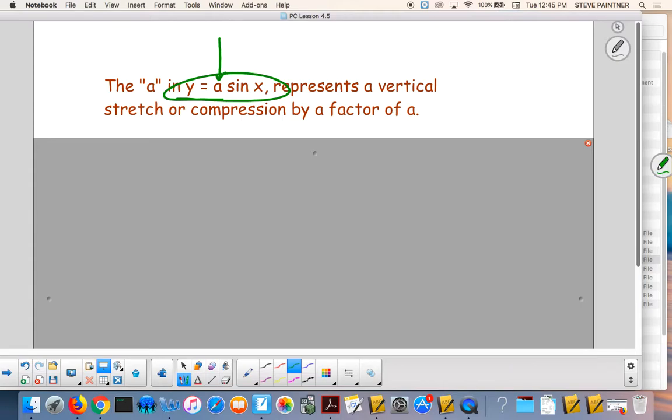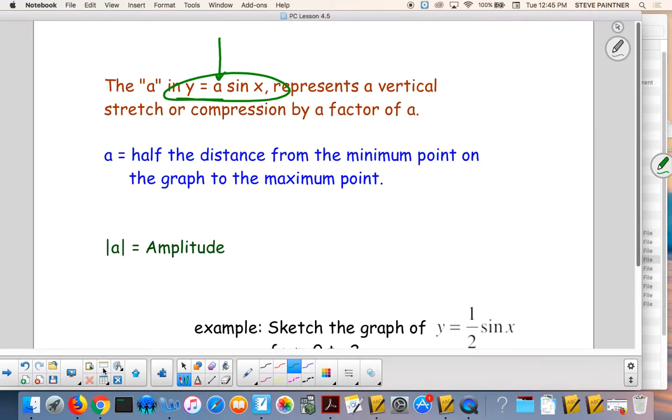Now, I don't think you have this, so sorry. I wish you did, but I think it's covered up for you, isn't it? No. Oh, good. So it says here, A is the amplitude, which is half the distance from the minimum point on the graph to the maximum point.